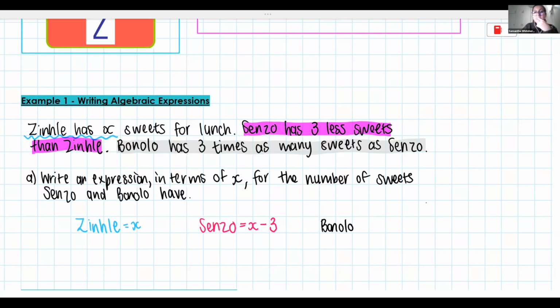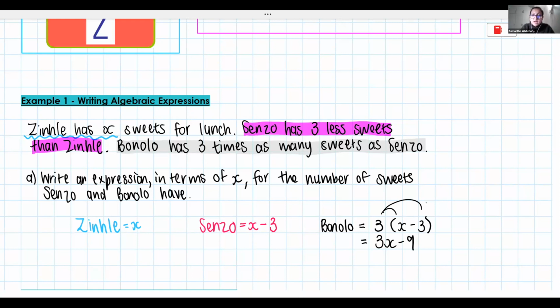Good, guys. So we know Bonolo has 3 times as many as Senzo. If Senzo has x minus 3, we want to times that amount by 3 to get 3 times that. Now, I would be happy with that. That's probably where I would stop as well. If you wanted to simplify this and distribute that 3 into the bracket and write this as 3x minus 9, that is fine. It's exactly the same answer, just simplified. So you could give me either one of those. I would probably stick with 3 times the bracket, but it really doesn't matter.